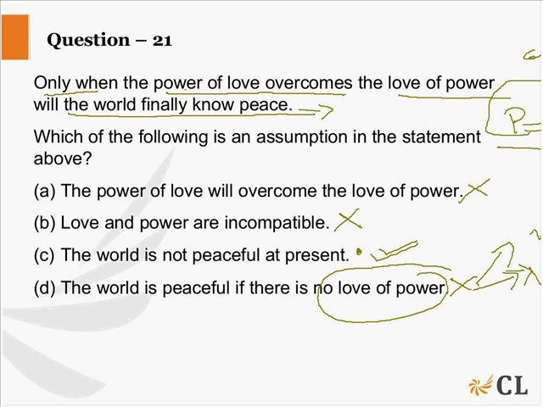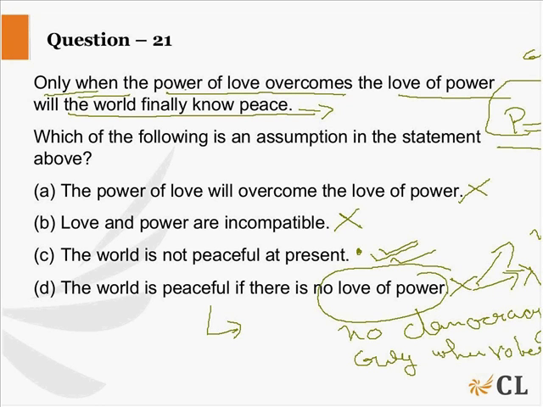And now let me explain to you. When I put some more thinking time on it, I could figure out one thing. It says that only when this will happen. If I say that only when the voters vote, there would be democracy, what am I saying? That there is no democracy right now. Only when voters vote, there will be democracy.